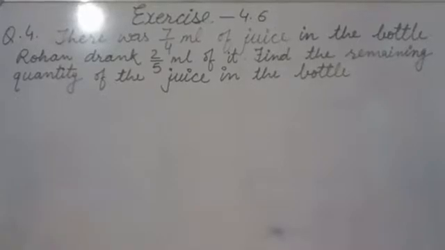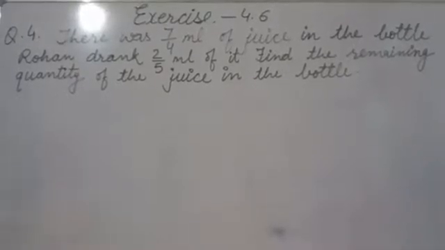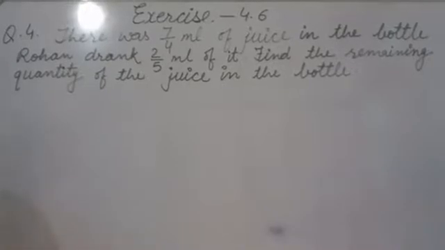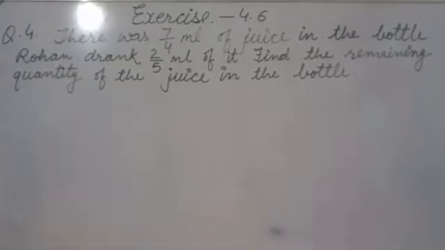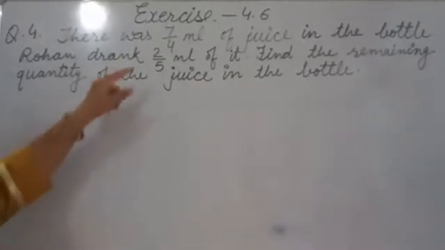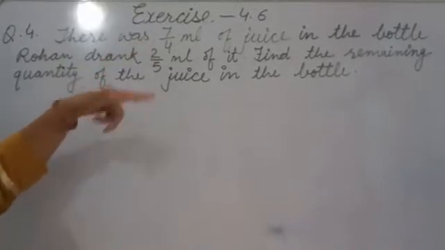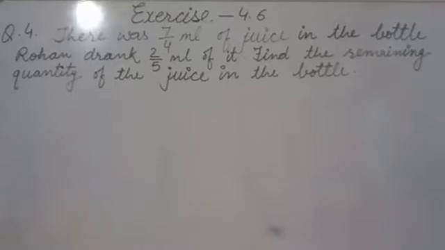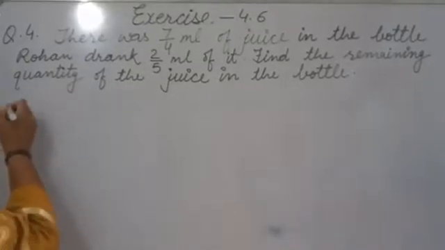तो अब आपको ये फाइंड करना है कि अब बोतल में कितना जूस बच गया है. ड्रिंक करने के बाद अब कितना बचा है. So for that we will do subtraction. जैसे कितना बचा है, टोटल ये था, उसमें से ये ड्रिंक कर लिया, तो कितना ड्रिंक कर लिया वो हम माइनस कर देंगे. So we'll get the quantity of juice in the bottle. Okay. So now let me start the solution.